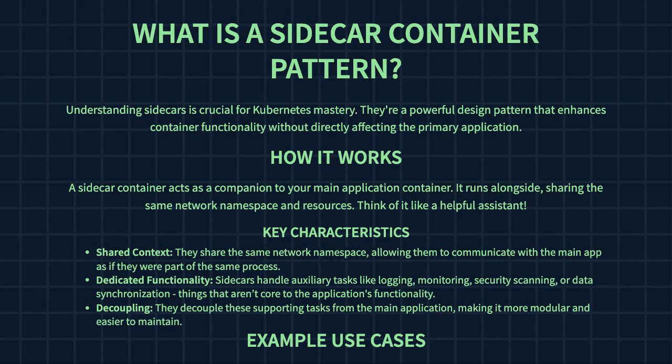Okay, let's talk about the sidecar container pattern. Basically, it's like having a helpful assistant for your main application. You have your core app container doing its job, and then you add a sidecar container alongside it. This sidecar doesn't do the main work of the app. Instead, it handles things like logging, monitoring, or security tasks that are important but aren't part of the application itself. Because they share the same network space, the main app can easily communicate with the sidecar to send logs or get metrics. It's a really useful way to keep your applications clean, modular, and easy to manage.